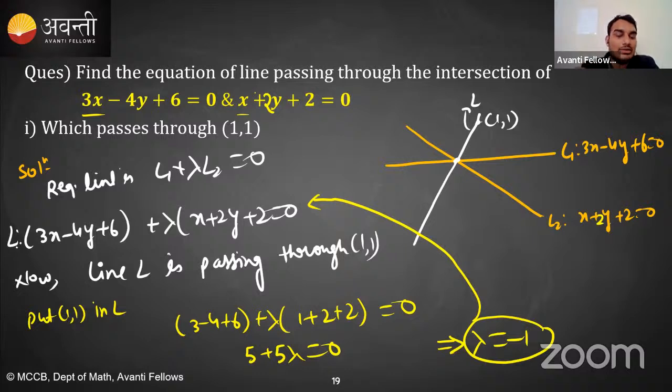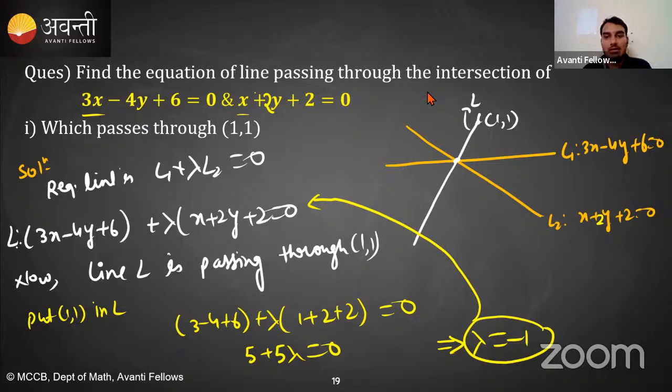Now only unknown is lambda. For lambda, one piece of information is given: the line is passing through 1, 1. So if you put 1, 1 in the line, it should satisfy. From here, you will get -1. Is this clear, students? Quickly let me know in the chat box how many of you understand.